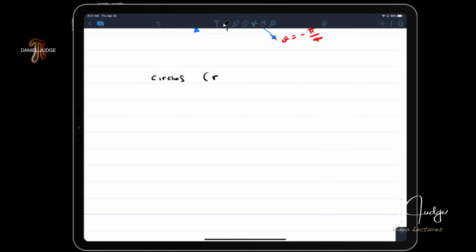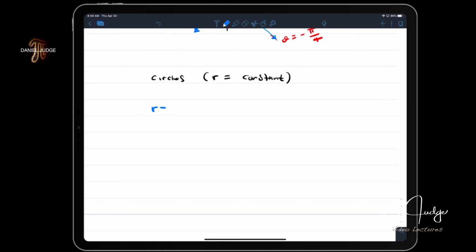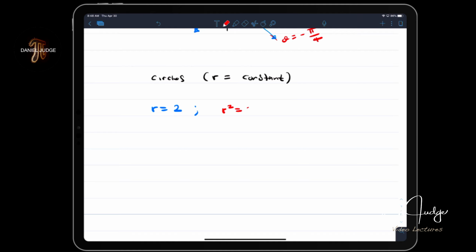Circles happen when your radius is equal to a constant. And we can show you why, right? So let's let R be 2. Why is this a circle? Well, this is a circle, ladies and gentlemen, because I can square both sides. That gives me R squared is 4. You can replace R squared with X squared plus Y squared, which really means you get X squared plus Y squared is 4. This is the equation of a circle centered at the origin with radius value of 2.